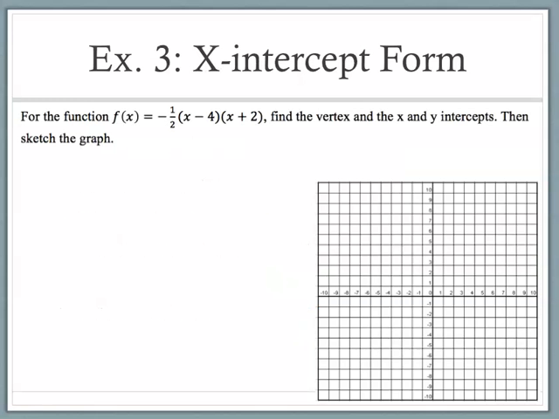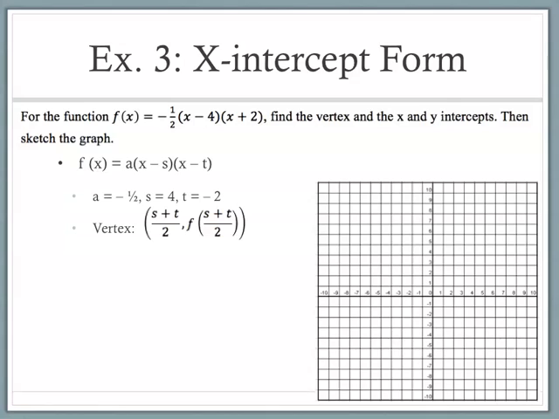All right, the last example. f of x equals -1/2 times (x minus 4) times (x plus 2). We're going to find the vertex and the x and y intercepts. So first I'm going to identify a, s, and t. So a is -1/2, s is 4, and t is -2. All right, so let's first start off by finding the vertex. So we do (s plus t) over 2, so (4 plus -2) over 2. And that's equal to 1.